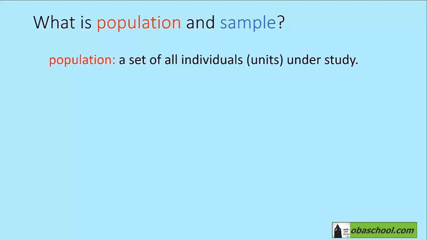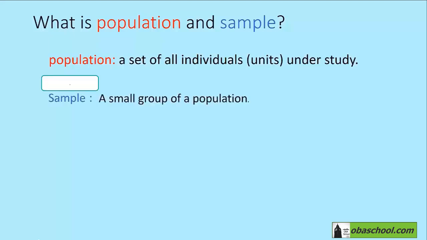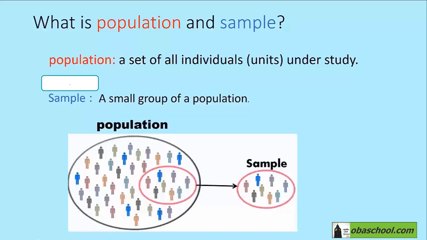What is population and sample? Population is a set of all individuals that are called units under a study, and a sample is a small group of a population. So basically, you perform your statistical studies on a sample of a population. And I'm going to give you an example about populations and samples so that you can get it more.